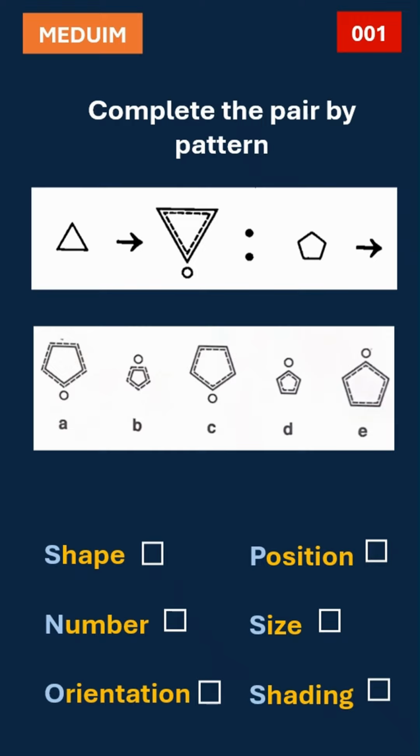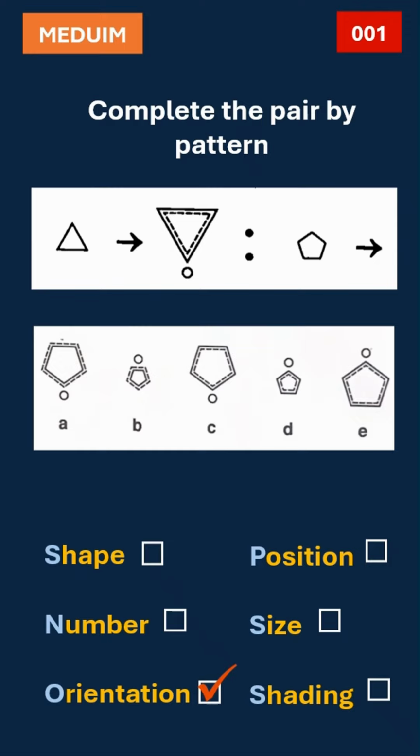So let's move on to our medium question over here. We have a triangle and then it's being transformed over to this shape, and then we need to try and change our pentagon the same way. So the first thing we notice about the triangle is that it's being flipped. So the bottom is facing the top. So we need to do the same thing to our pentagon. We need to change the orientation.